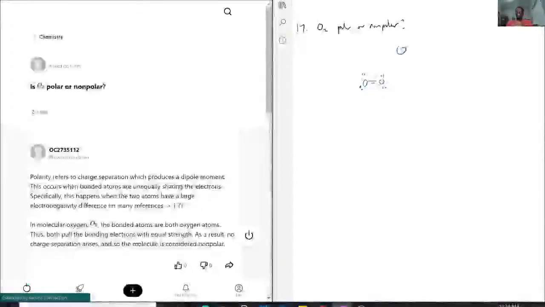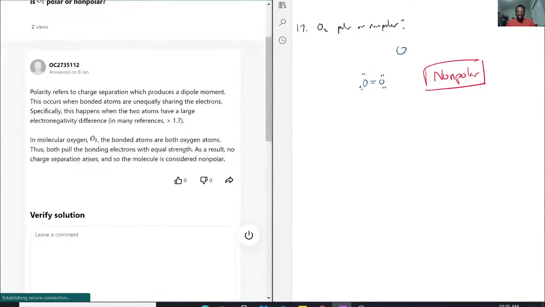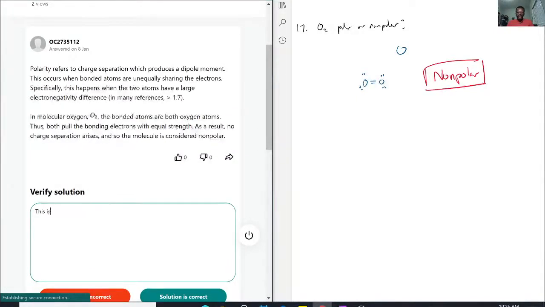We need a great enough electronegativity difference, so typically something greater than 0.4, for us to say, okay, this is polar. And because we're dealing with the same exact atoms on each side, it's a difference of 0. So that's why the answer here is just going to be nonpolar. So, the bonded atoms are both oxygen. The pull is of equal strength. As a result, there is no charge separation, and the molecule is considered nonpolar. This is correct.